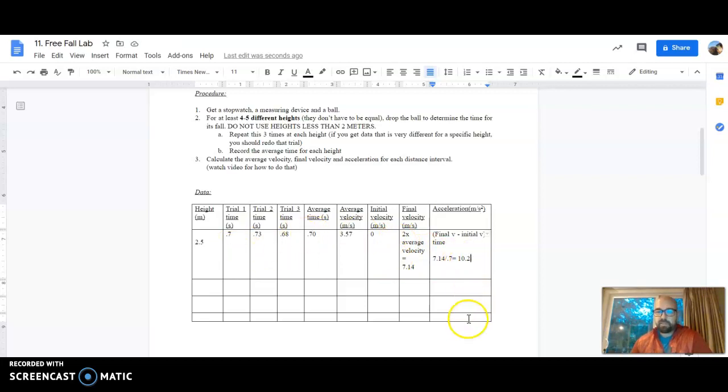So again, that's how you'll do your data points here in order to calculate, well, really we did the average time too, so in order to calculate all those things right there.